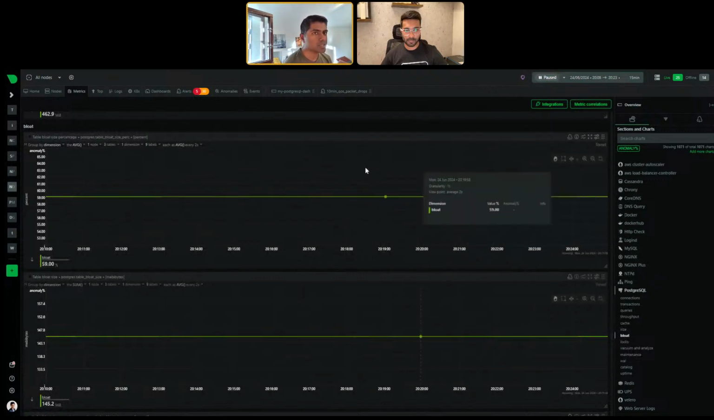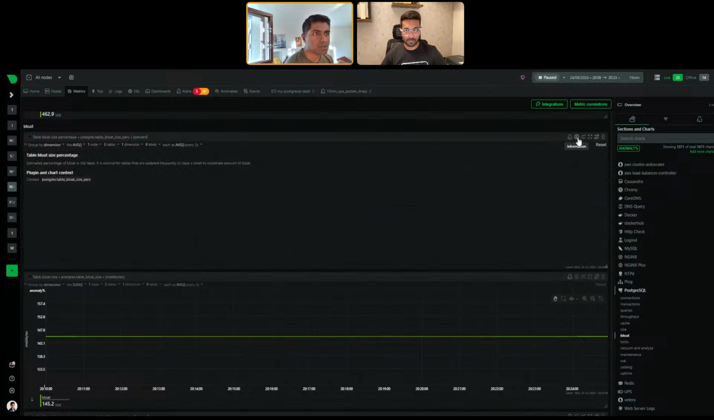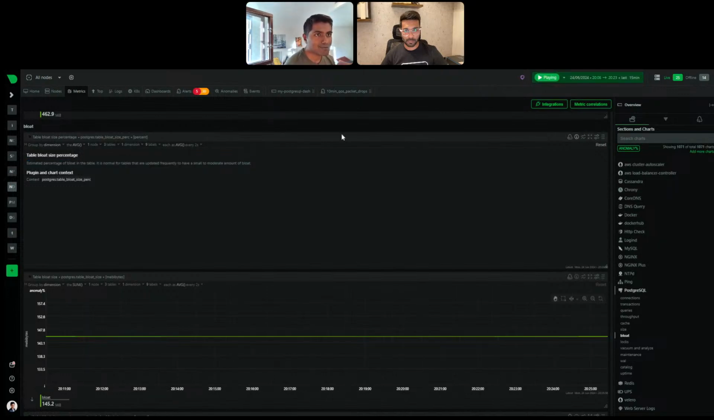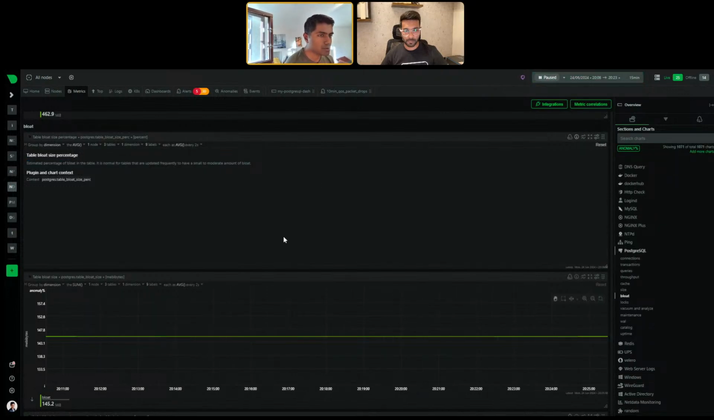For example, when you see something like table bloat size percentage, if you want more information, you can click on this information icon and it'll tell you what this means, right? So for example, here, I know the text is a bit small, but what it's saying is this is the estimated percentage of bloat in the table. And it's normal for tables that are updated frequently to have a small to moderate amount of bloat. So you know what you're seeing: is this good? Is it bad? Is it ugly? So that's the information. And you have thousands of these metrics. You can create custom dashboards if you want to, but you shouldn't have to.